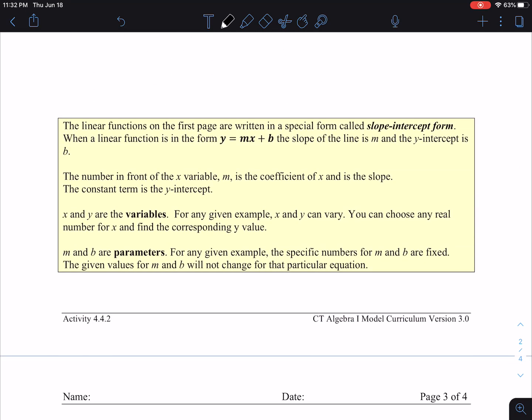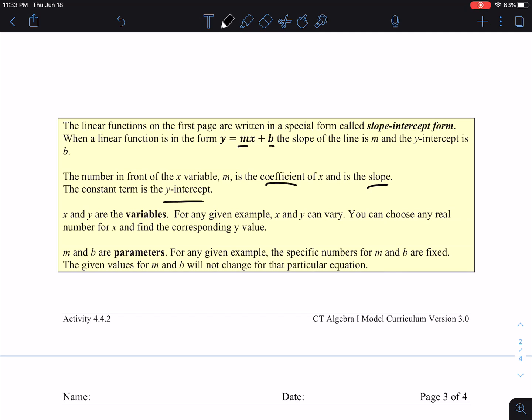In slope-intercept form, it's in this form, y equals mx plus b. The m in front of the x, the coefficient of x, is the slope. That is helping us with our change. Every time we move over in the x direction, we are moving a certain amount in the y direction. The constant term, the b value at the end, is my y-intercept. So in this form, y equals mx plus b, x and y are the variables.